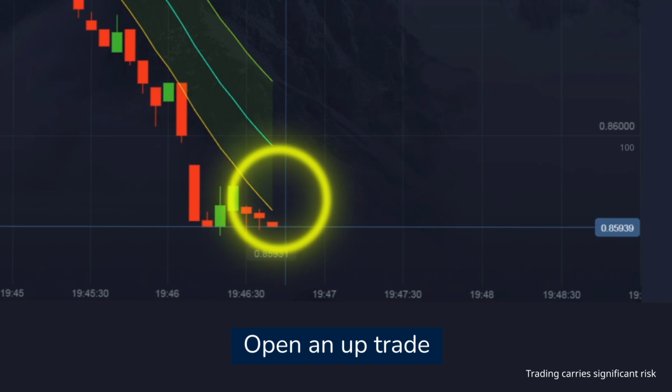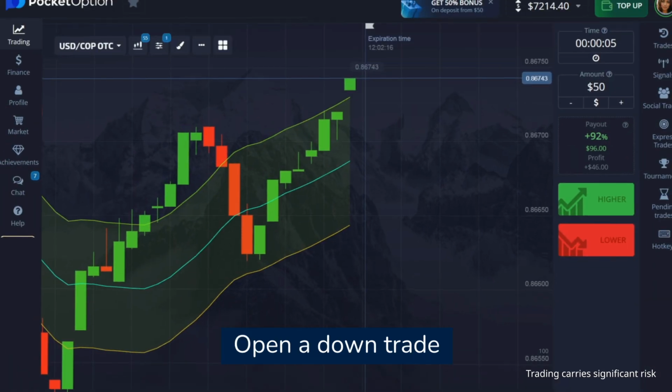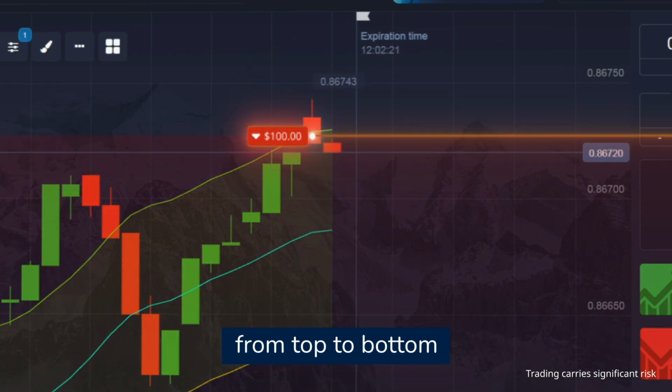Watch how the chart crosses the SMA lines. Open an up trade when the chart crosses the SMA from bottom to top. Open a down trade when the chart crosses the SMA from top to bottom.